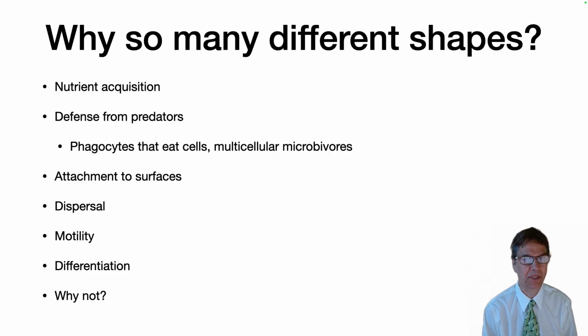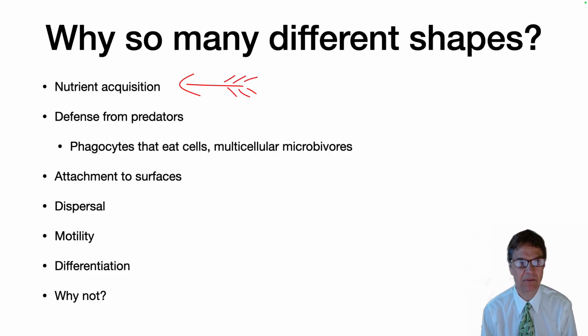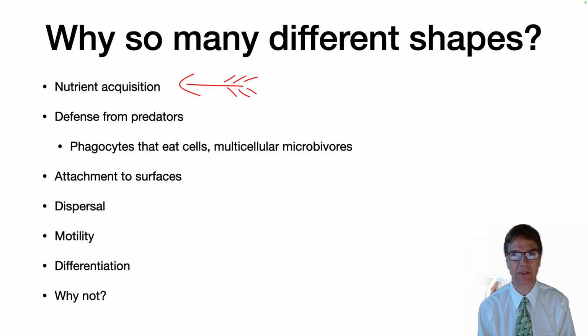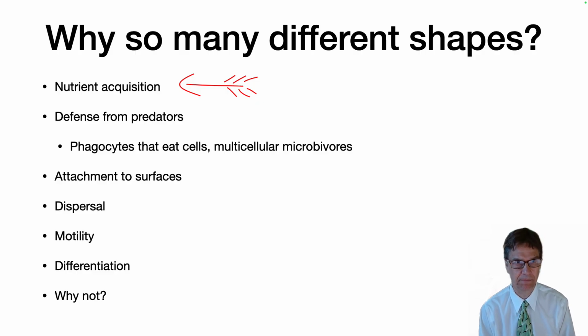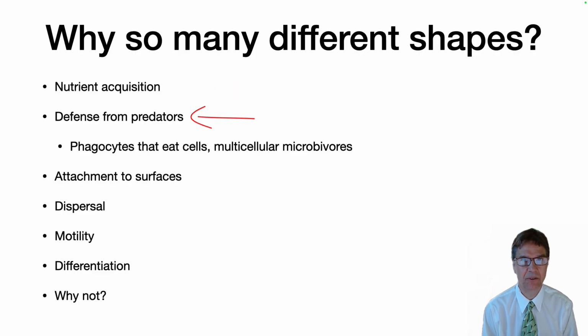So why are there so many different shapes? Cell shape can often be dictated by the environment. If you are in a low nutrient environment, a larger surface area can make it easier to acquire nutrients. A large surface area can manifest as a stalk to a cell. If you need to defend yourself from predators such as a phagocyte that eats cells or multicellular microvores, you may get really big or really small, too big to eat or so small they don't see you.